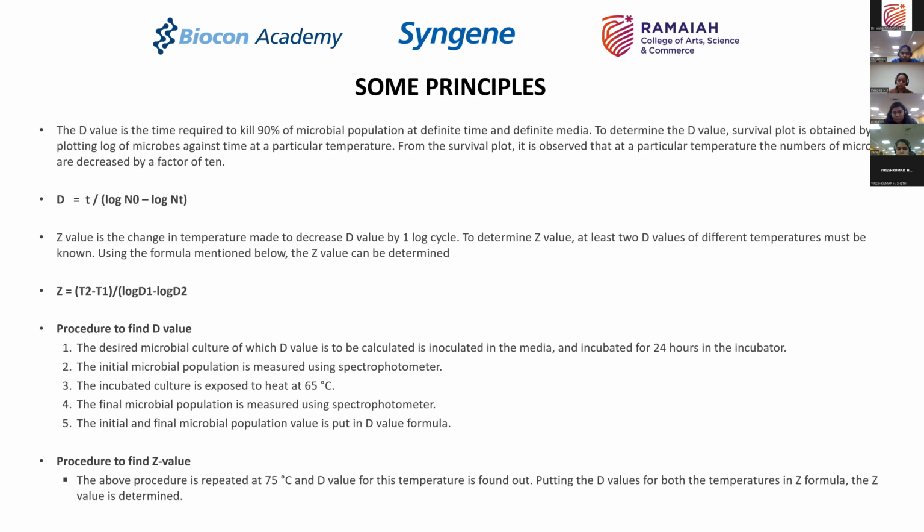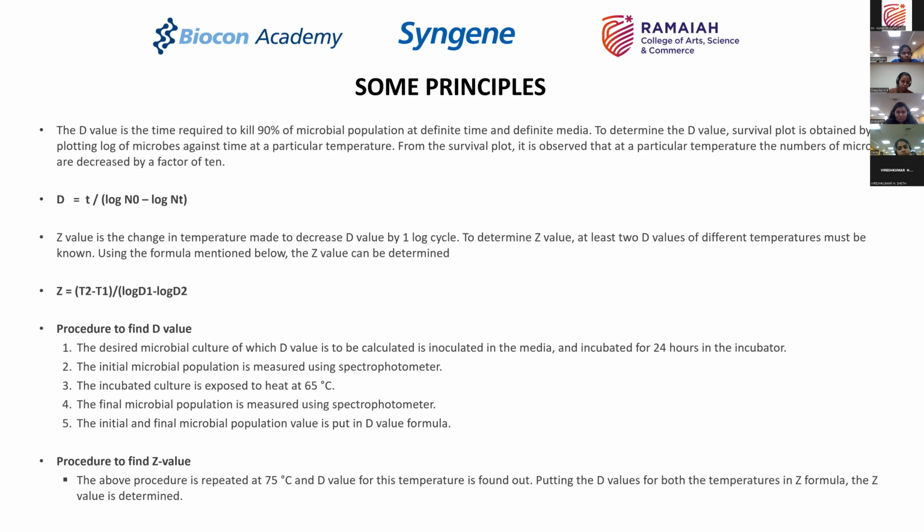The D value is the time required to kill 90% of the population in a definite time in a definite media. So first and foremost, you should know what media you're talking about and what timelines. To determine the D value, a survival plot is obtained by plotting the log of microbes against time at a particular temperature. For a survival plot, it is observed that at a particular temperature, the number of microbes decreases by a factor of 10. So first of all you have to know what media you're using.